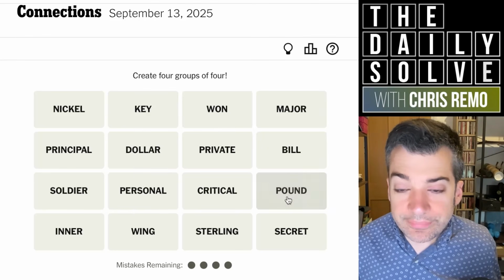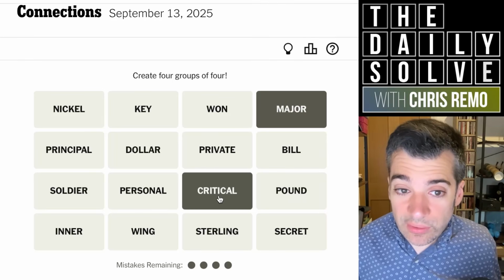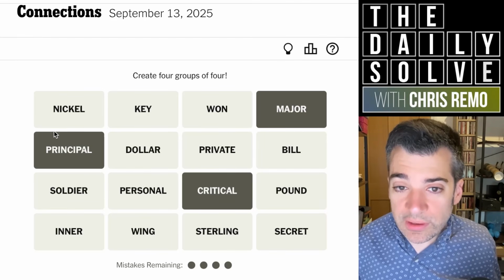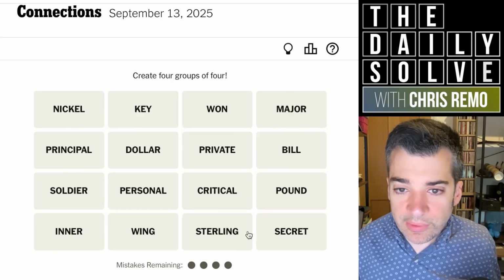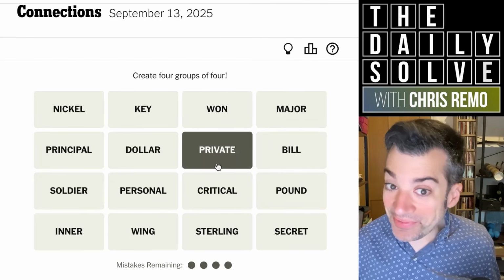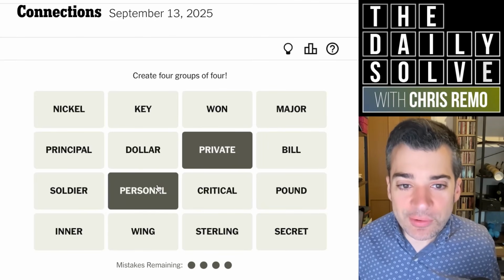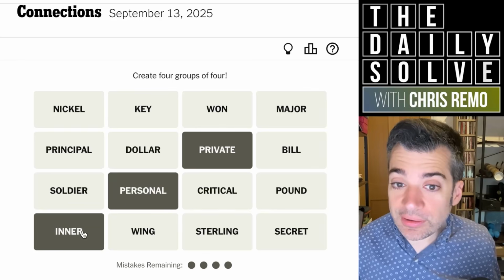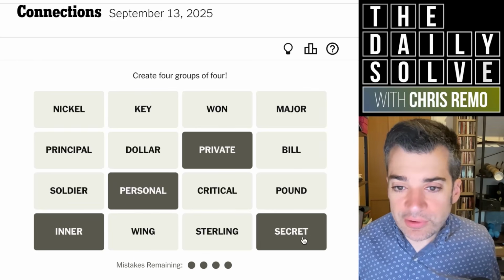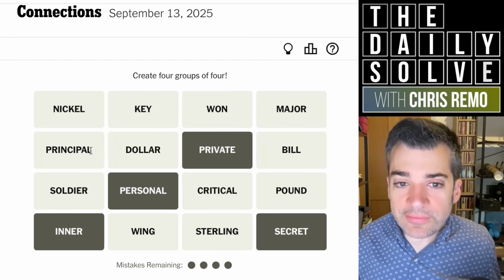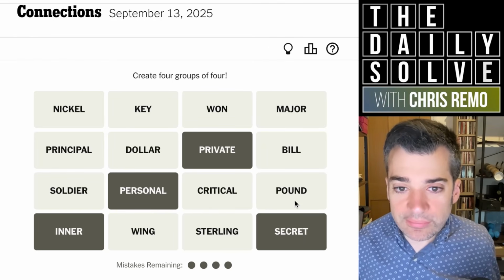I mean, here's a totally different thing. Major, critical, principle, something important. It's a major issue, a critical issue, a principal issue. I don't know about that either, but here's another one. Hopefully I can find four this time. A private issue, a personal issue, an inner concern, a secret concern. There we go. An interpersonal, private, or secret matter. That feels like four things that are related.